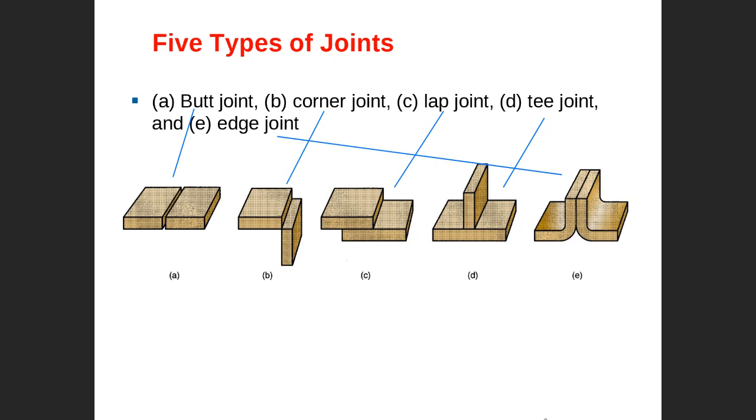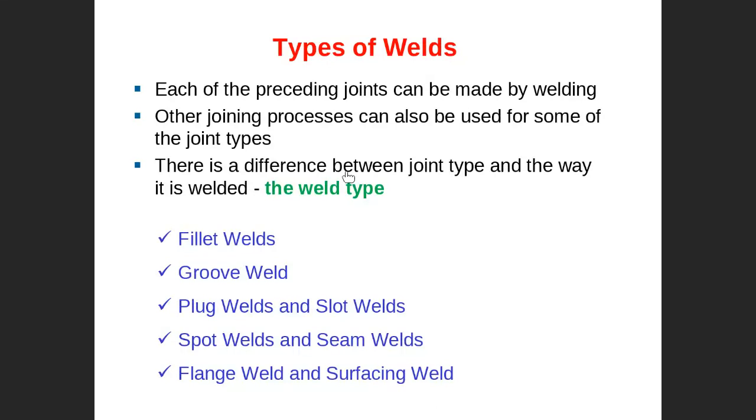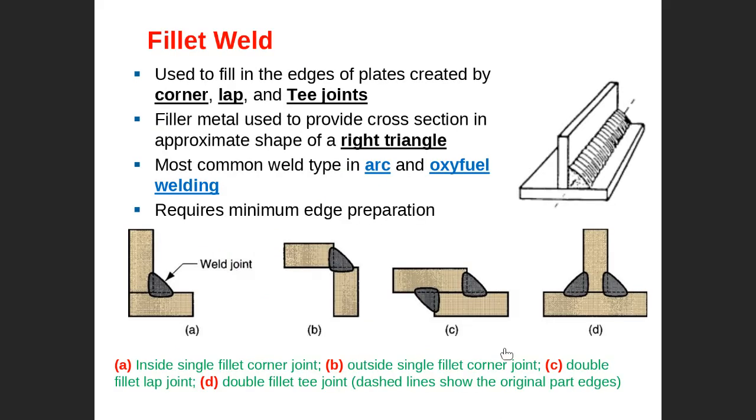And now we're going to talk about the weld type to weld this kind of joint. So the weld type could be fillet weld, groove weld, plug and slot weld, spot weld and seam weld, flange weld, and surface weld. Let me show you one by one.